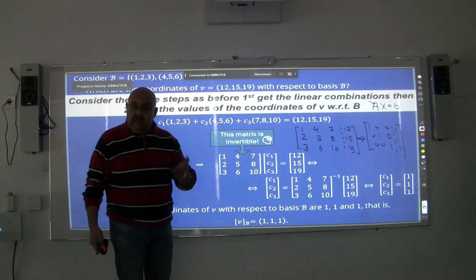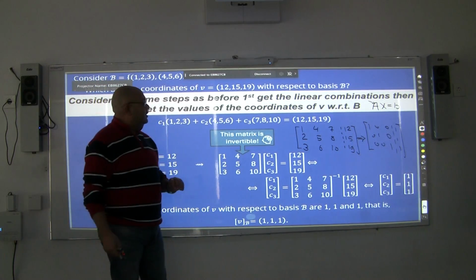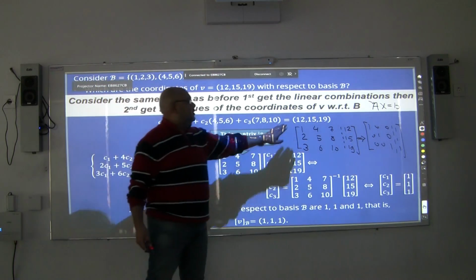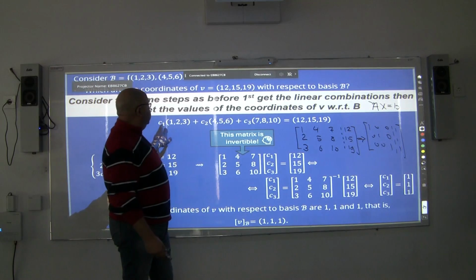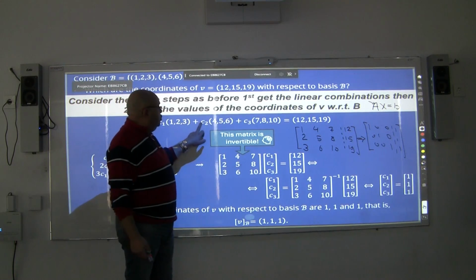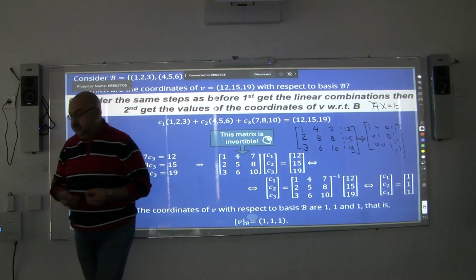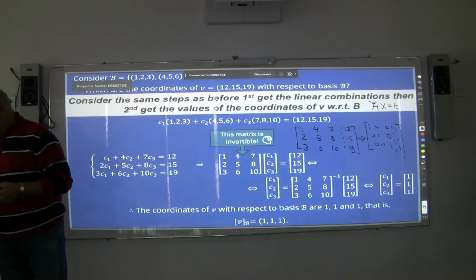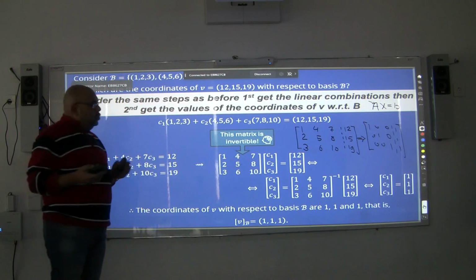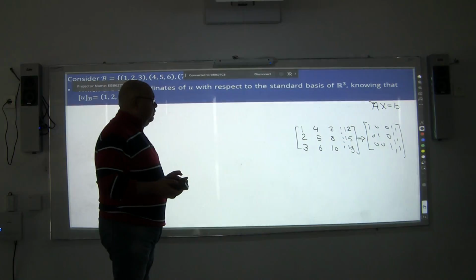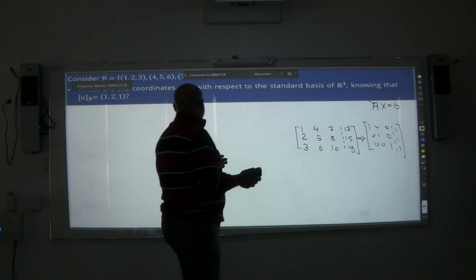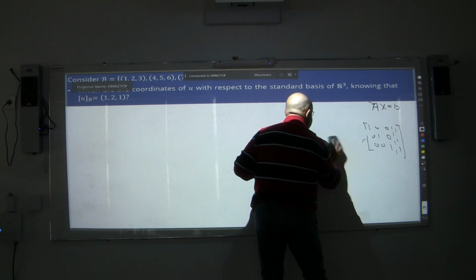Which means simply, for the last time, I can generate this vector by considering C1 equal to 1, C2 equal to 1, C3 equal to 1, and we'll be able to generate this vector. So as you can see, the topic is really very simple and accessible. You can get it really very easily.